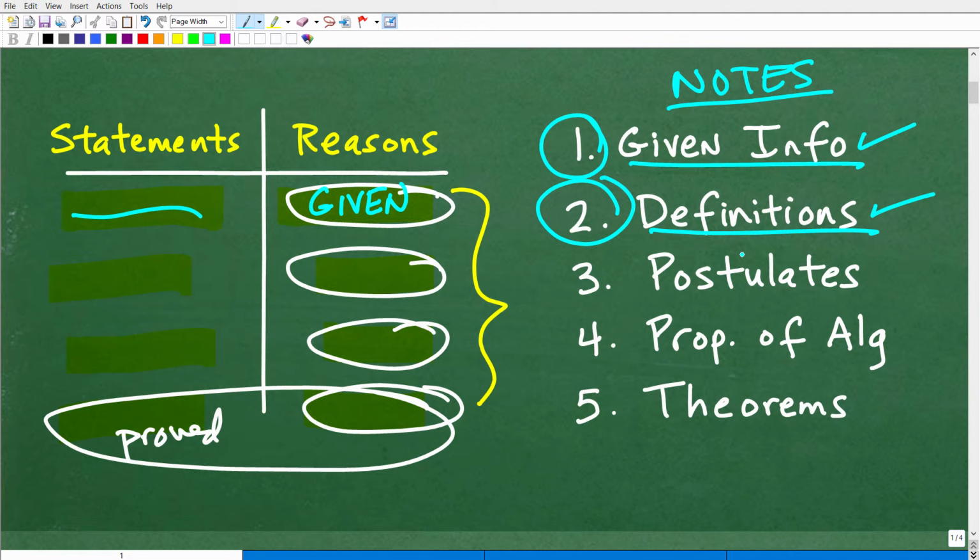And this is where I think most students struggle in a geometry course, because they're not as good at taking notes as they need to be. You need to have super organized notes.